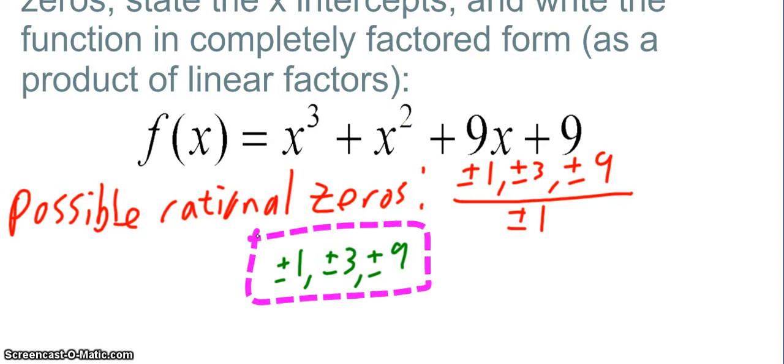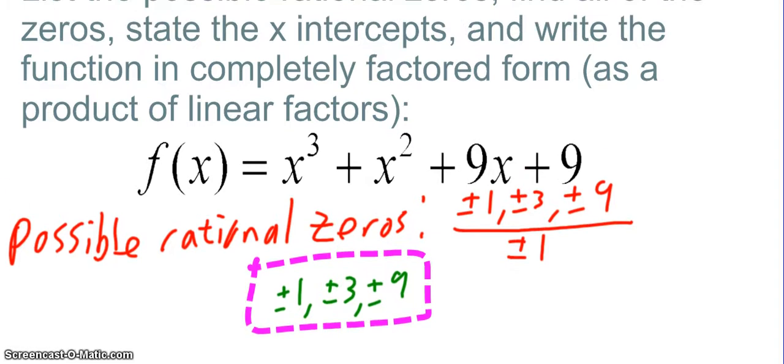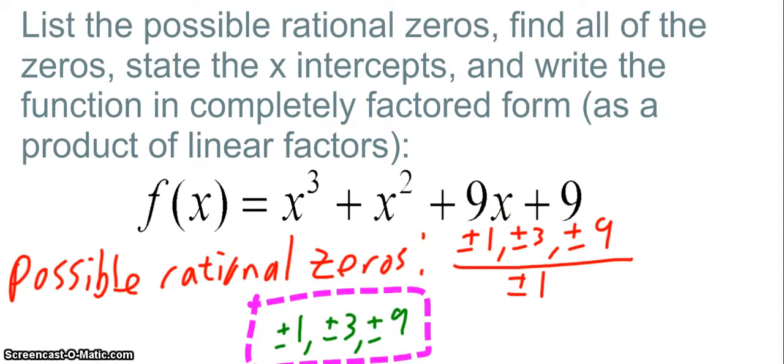Okay, now I want you to complete the rest of the problem on your own, because you should be able to do this since we have done many problems like this. So I want you to find all of the zeros, all, not just the real zeros, state the x-intercepts, and then write the function in completely factored form. So pause the video, do that, unpause when you're ready to check your answers.